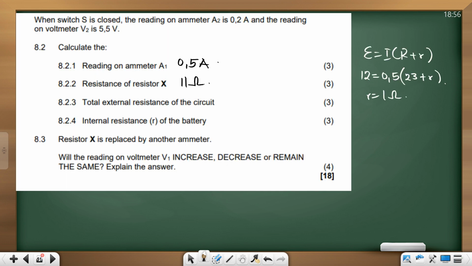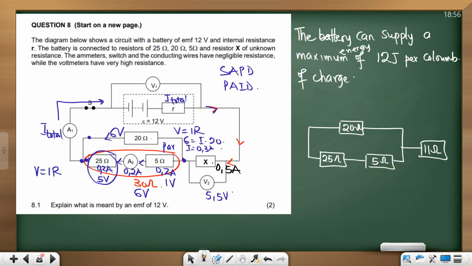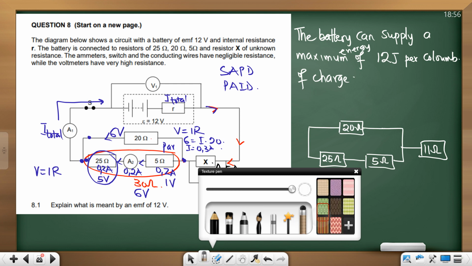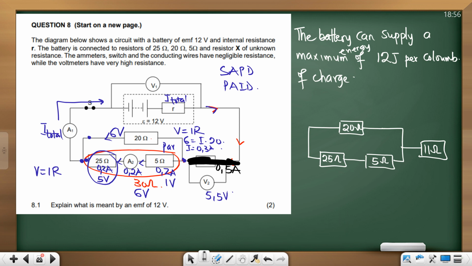All right. Okay, quickly. Resistor X is now replaced by another ammeter. What is the reading on the voltmeter? Does it increase, decrease, or remain the same? Guys, as long as the examiner is now asking for V external, because if we replace resistor X with an ammeter, you know what we're doing basically? We're blocking this one out. This one is no longer there.